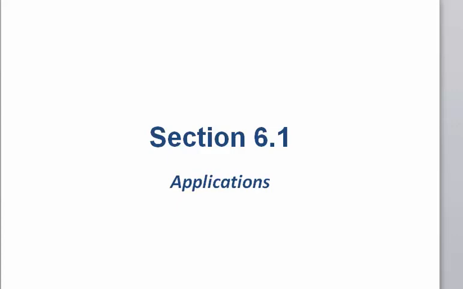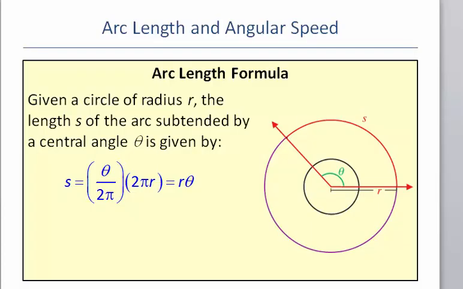We will conclude section 6.1 by discussing several applications. The first application that we'll be working with is finding what is called arc length. Our definition says, given a circle of radius r, the length s of the arc subtended by a central angle theta is given by, and we have our formula.